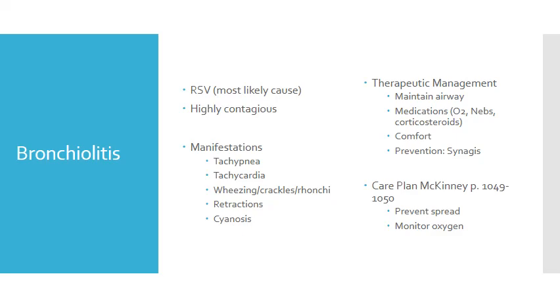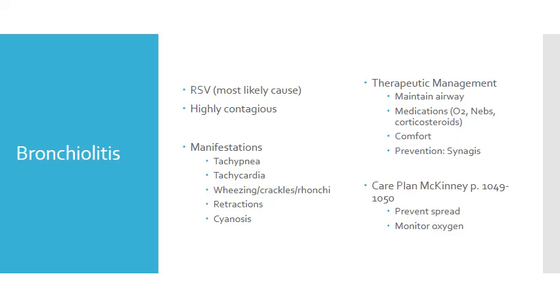So what are we going to do to treat them? We obviously want to maintain airway. So we're going to monitor them and do frequent assessments. Look at their respiratory rate, what's the respiratory effort, monitor SpO2 so that we know that their airway is maintained. Medications: oxygen, they may get some nebulizing treatments to help with the inflammation, and then corticosteroids. A lot of times, like we talked about earlier, prednisone may be given to help with the inflammation.